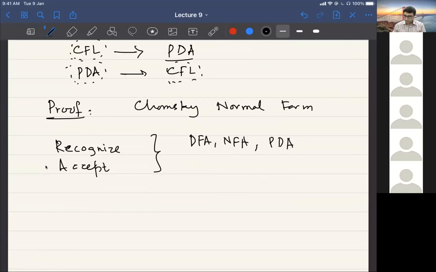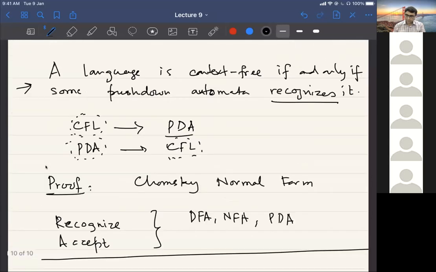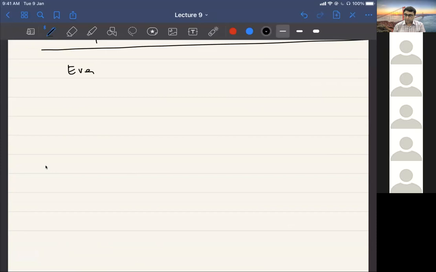Anyway, as a very simple consequence of this result, we show that every regular language is context-free. And we know why. Because for every context-free language, we can construct a CFG, and for every CFG, we can construct a PDA. And every PDA means that the language is context-free. Therefore, every regular language is also context-free.